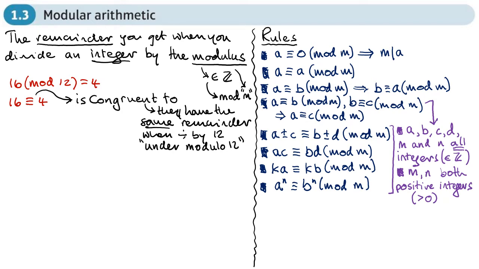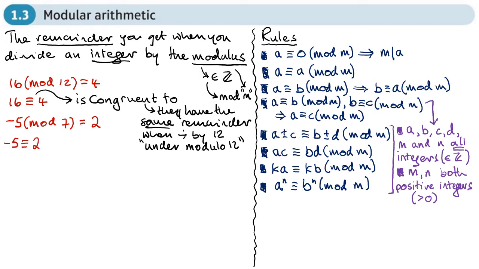Okay, right, let's try another one. Let's go for negative 5. What's that going to be in modulo 7? Okay, right, so when I divide that by 7, what's the positive remainder? Well, I can write negative 5 as negative 1 times 7, plus 2. So the positive remainder will be 2. So I can say that negative 5 is congruent to 2. They both have the same remainder.